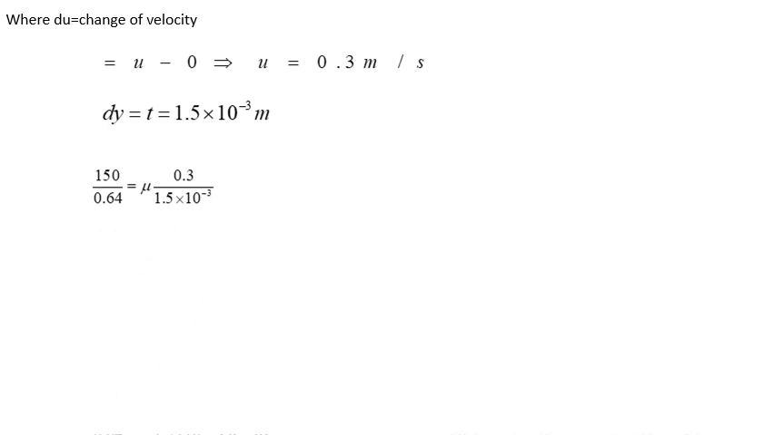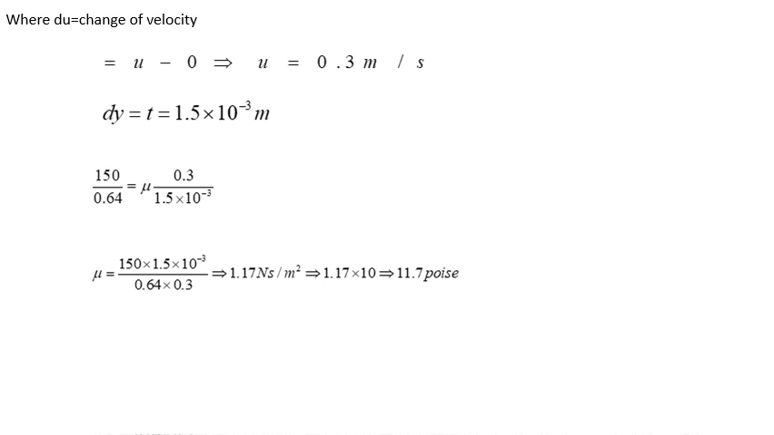Now equating these two expressions, the shear stress is equal to 150 by 0.64, and the other expression is equal to mu into rate of shear strain, that is 0.3 by 1.5 into 10 to the power minus 3. Here the dynamic viscosity mu is unknown, and that value is calculated by simplifying these values, and it is equal to 1.17 Newton second per meter square.